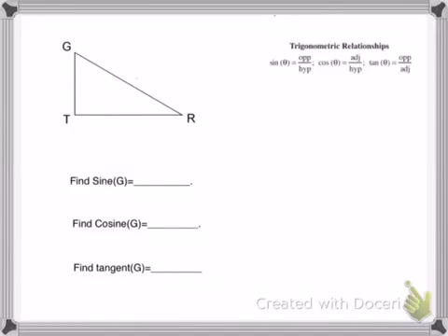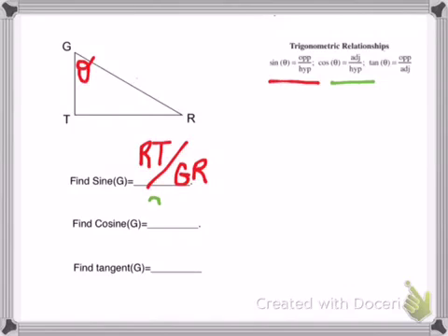For the second question, it wants us to find sine G, cosine G, and tangent G. Since you're looking at angle G, you want to put theta. To find sine G, that's the opposite side, which would be RT, over the hypotenuse, which would be GR. For the next one, it wants us to find cosine G. Cosine G is the adjacent side over the hypotenuse. So adjacent would be GT over the hypotenuse, which again is GR.